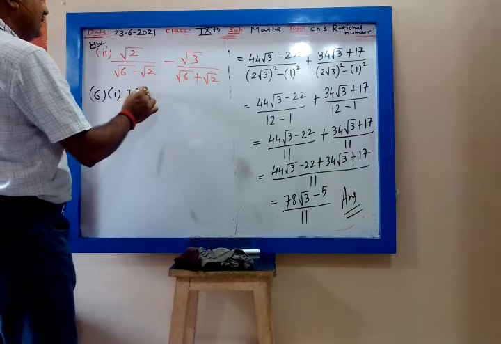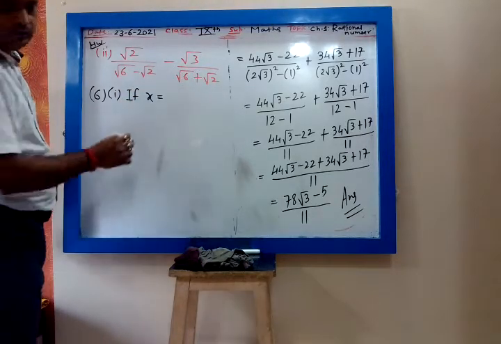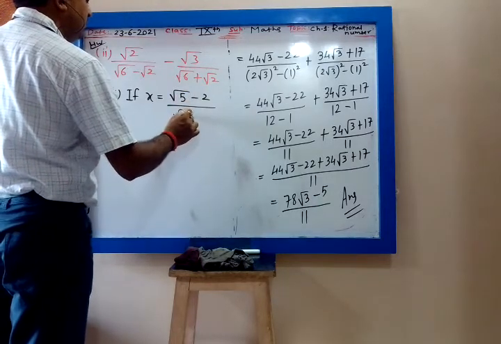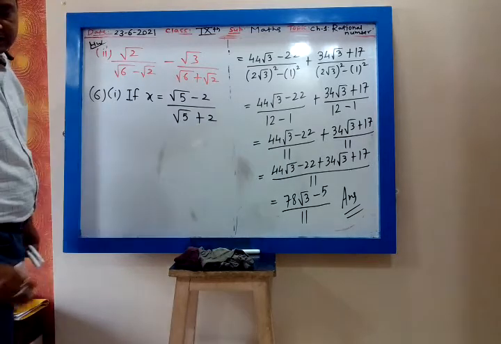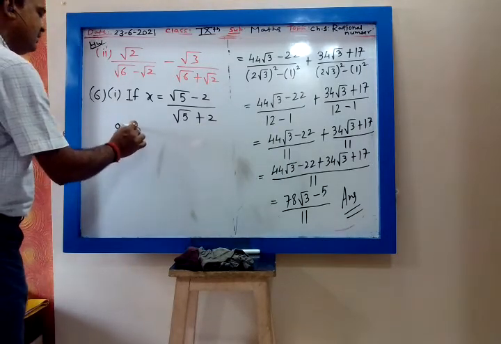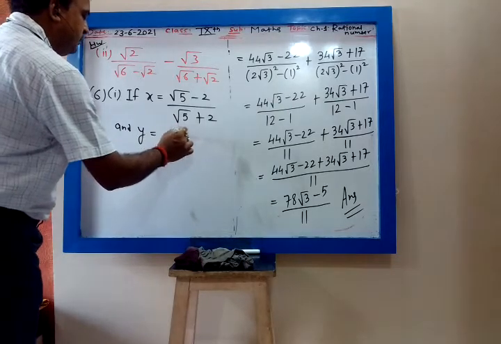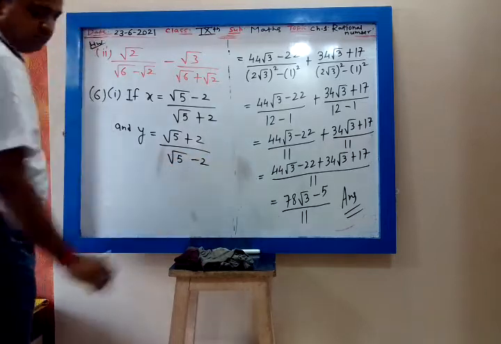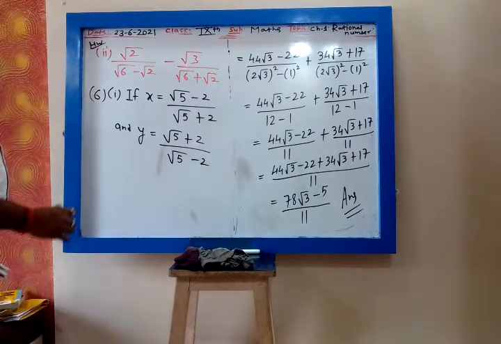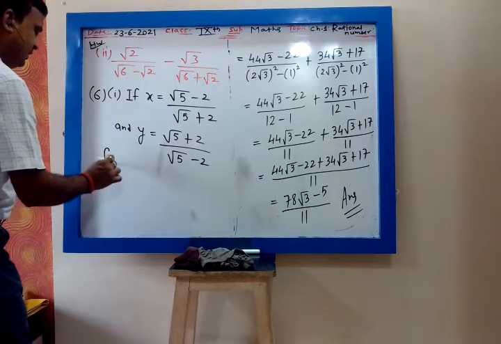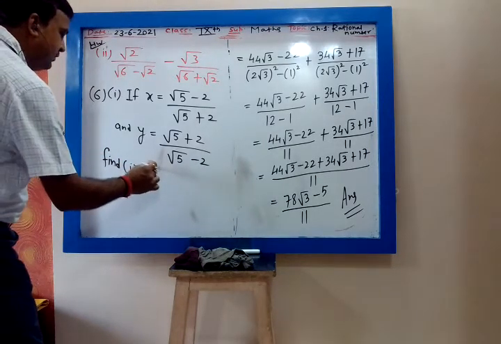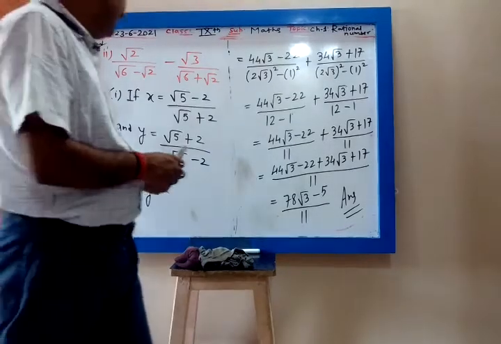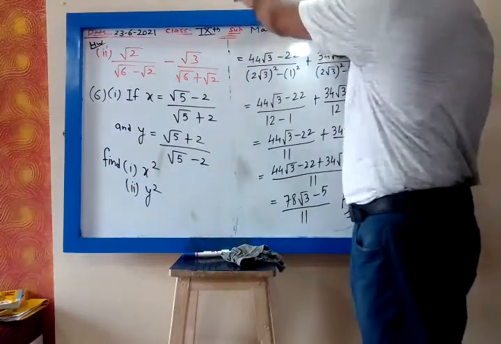Sixth, first. If x is root 5 minus 2 upon root 5 plus 2, and y is root 5 plus 2 upon root 5 minus 2. Find the value of x square and y square.